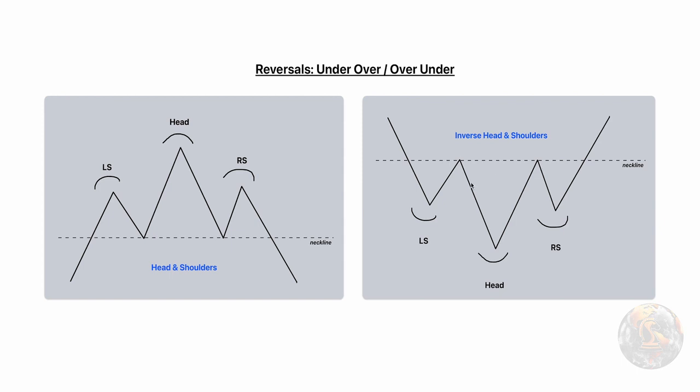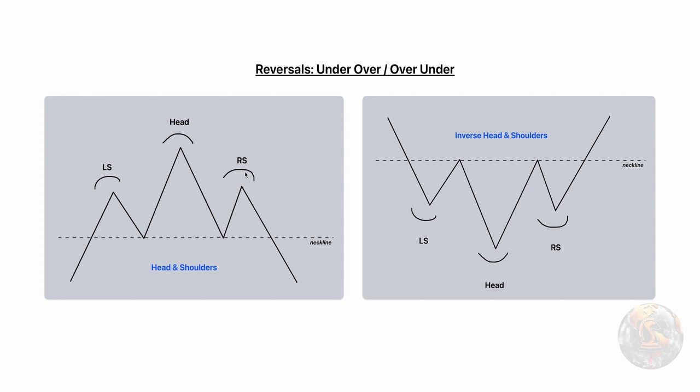Right? But the under-over and over-under pattern are different. And I prefer them to a head and shoulders because they include an all-important market structure break, which means the neckline breaks before the right shoulder is made. All right? Why is that important? Because that means we can enter at a better price due to the market structure break.